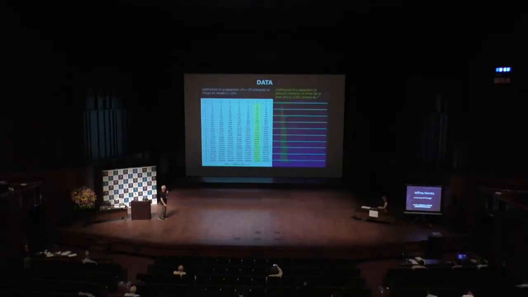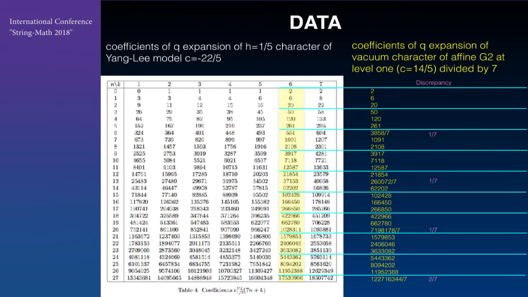So here's some data, and it's a little confusing, and there's some funny numbers here, but bear with me. This table has the coefficients of what I call C_{1/5} for the Yang-Lee model. So this is the coefficient C of 1, C of 2, 3, 4, 5, 6, 7, then C of 8, C of 9, C of 10, and so on. I've arranged them so that the columns are the coefficient C of n, where n is equal to a particular number mod 7. In particular, this column here are all the coefficients C of n, where n is equal to 6 mod 7. So these were the coefficients of one of the characters of the Yang-Lee model.